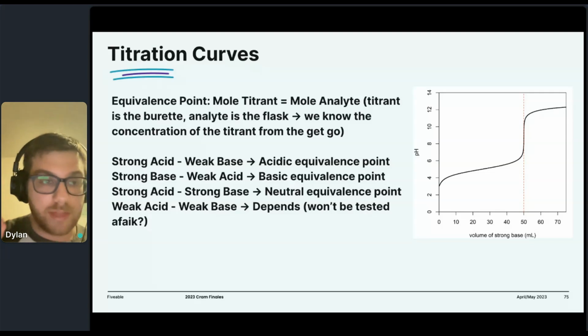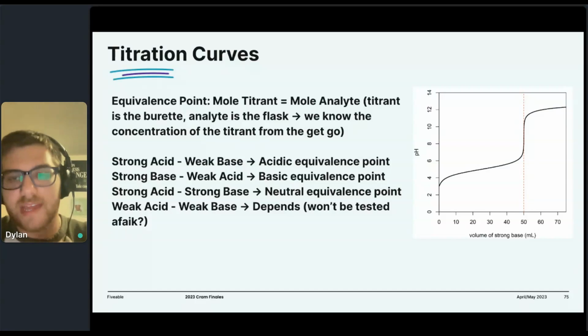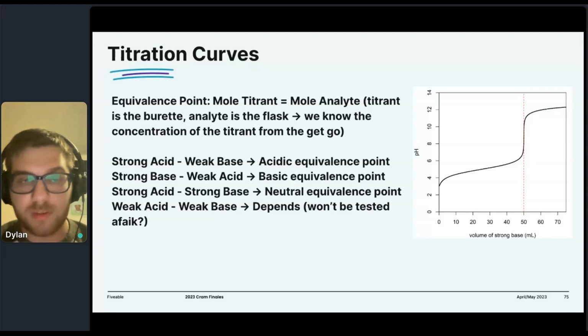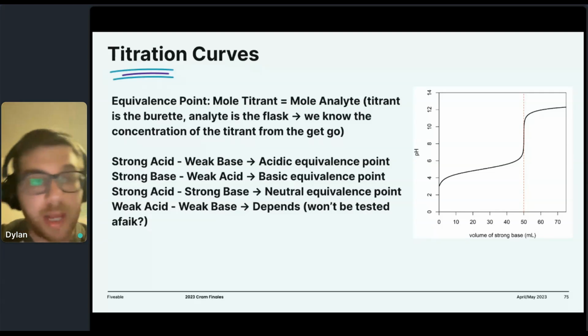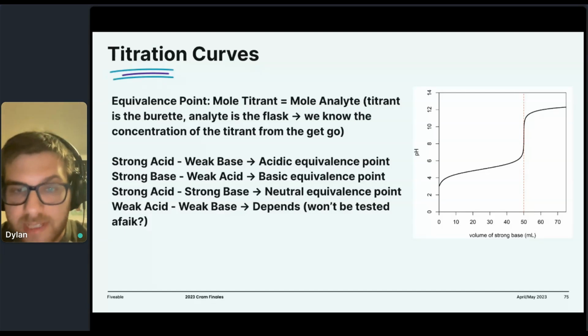Once we reach that equivalence point, eventually the hydroxide created by our excess strong base will take over, and we'll have an incredibly high pH. In this case, the pH at our equivalence point is slightly basic, and that's because we're titrating in a strong base. But if we have a strong acid weak base titration, for example, hydrochloric acid being dripped into an ammonia solution, we'll have an acidic equivalence point.